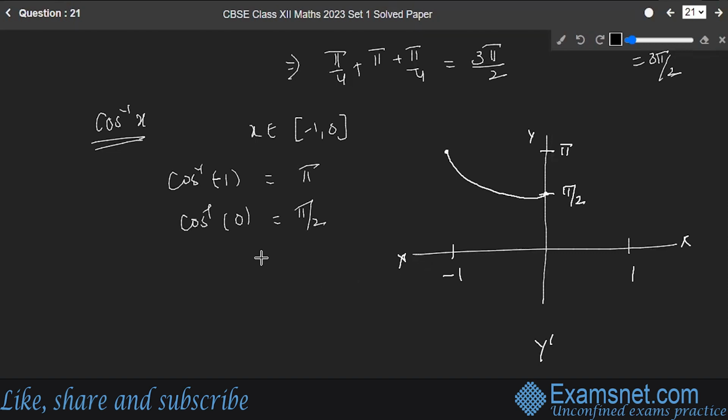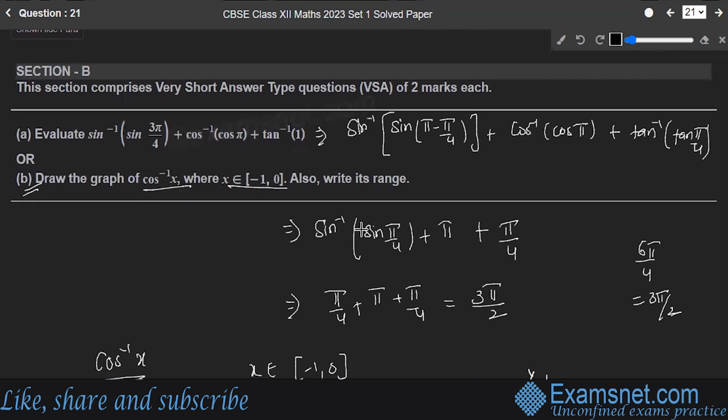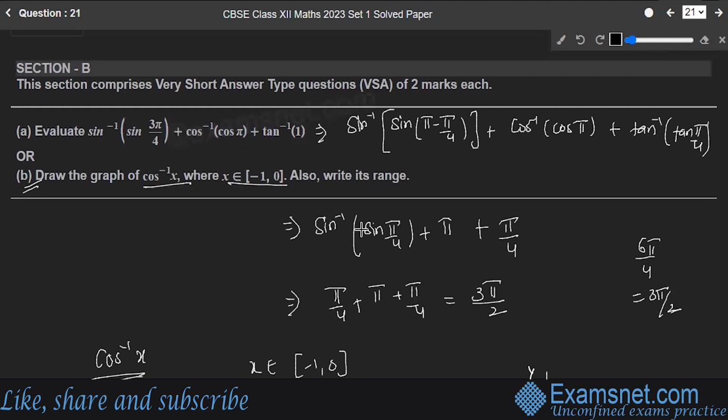That's it. You have this graph, and from here, what is the range of cos inverse x? It's from 0 to pi. That's it. There's no particular option given to you; this is only the solution. So hope you got this.